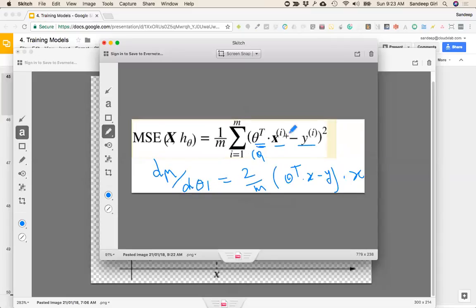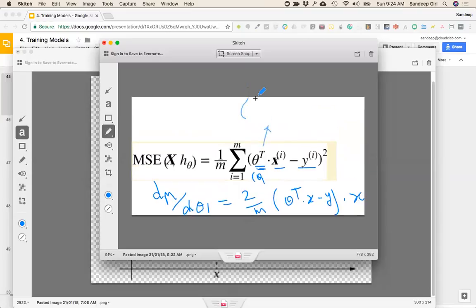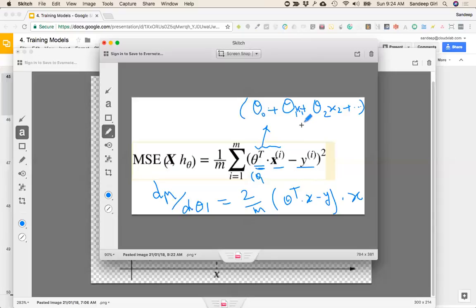If you take a look at this equation, it's essentially theta naught plus theta 1 plus theta 2, and this is x1, this is x2, and so on. This theta transpose x is essentially this. So when we differentiate this with respect to theta naught, it is going to be 1, or we can just put x naught here.